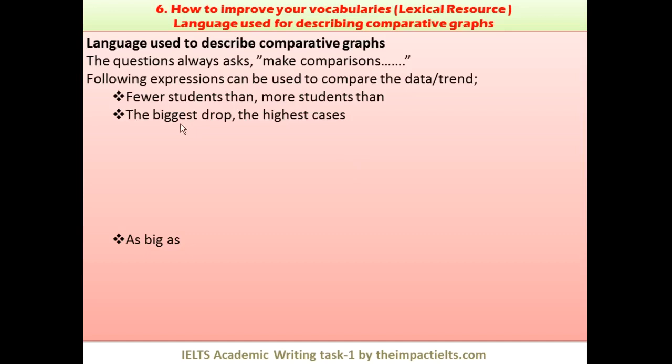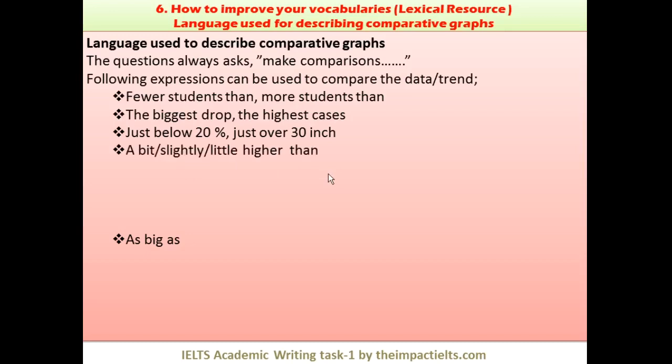Be careful that comparative forms are always followed by than. That's the basic rule of comparison. And a superlative degree is always preceded by the. Here it is followed, here it is preceded. Just below 20%, just over 30 inches, you can use that. That's again a comparison, because you're comparing it with 20% here and with 30 here, so it is a specific comparison.